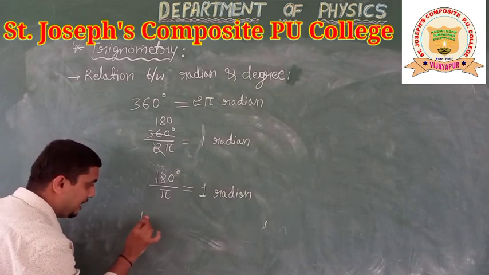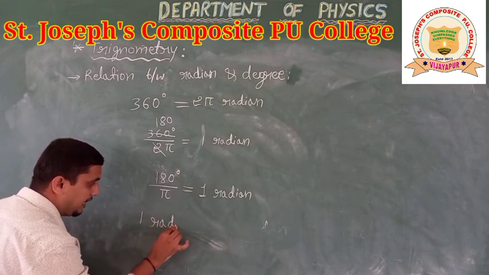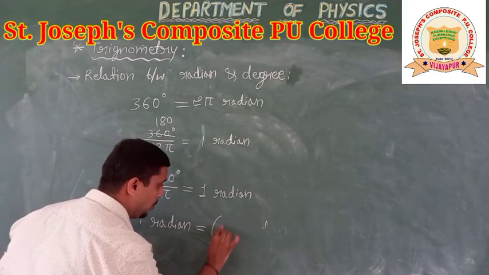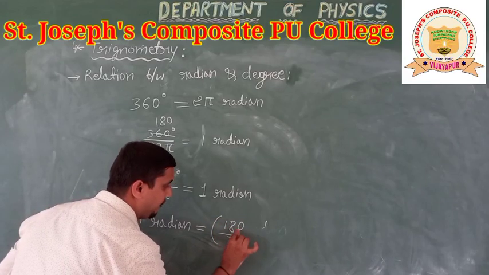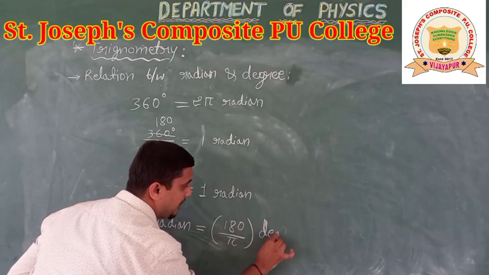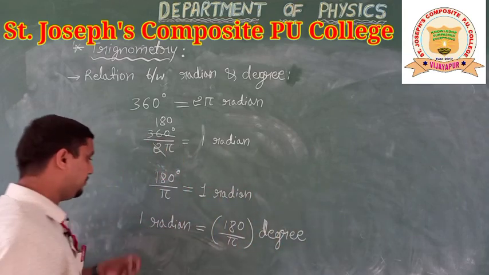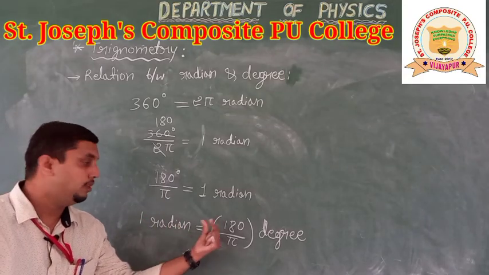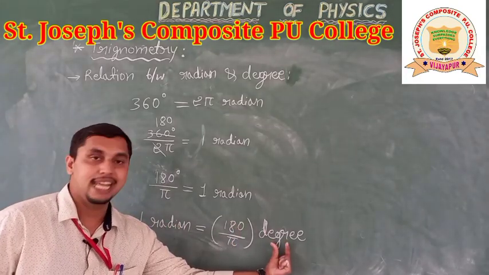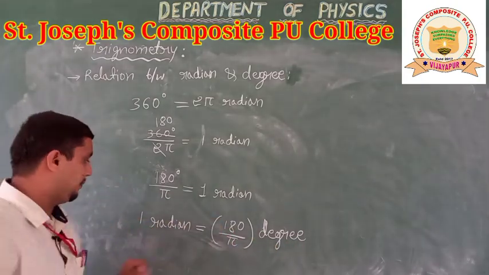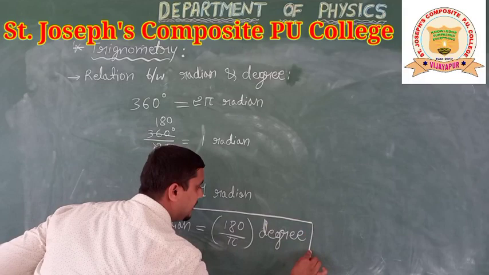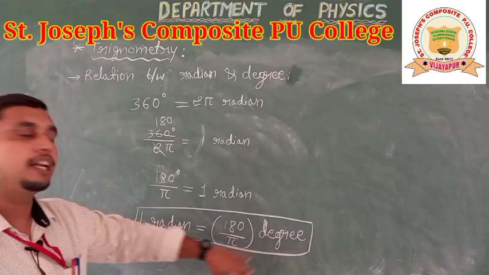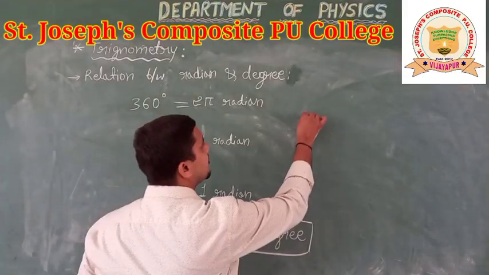Now we will write the relation like this: 1 radian is equal to 180 divided by pi degree. I hope you got the point. 1 radian is equal to 180 divided by pi degree, or in the reverse way, I hope this is the relation to convert from radian to degree, or degree to radian. It is a simple way.